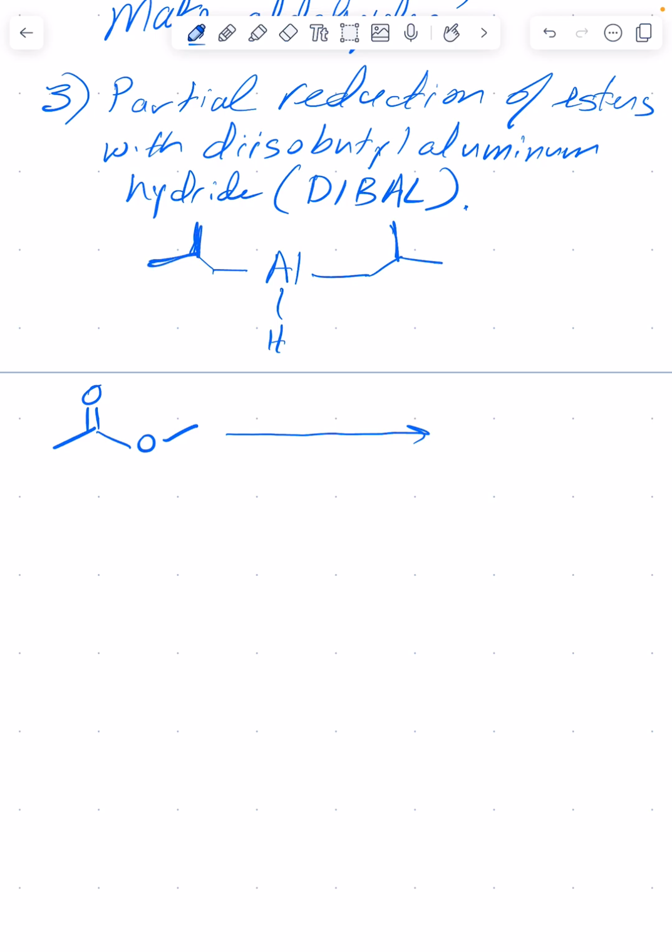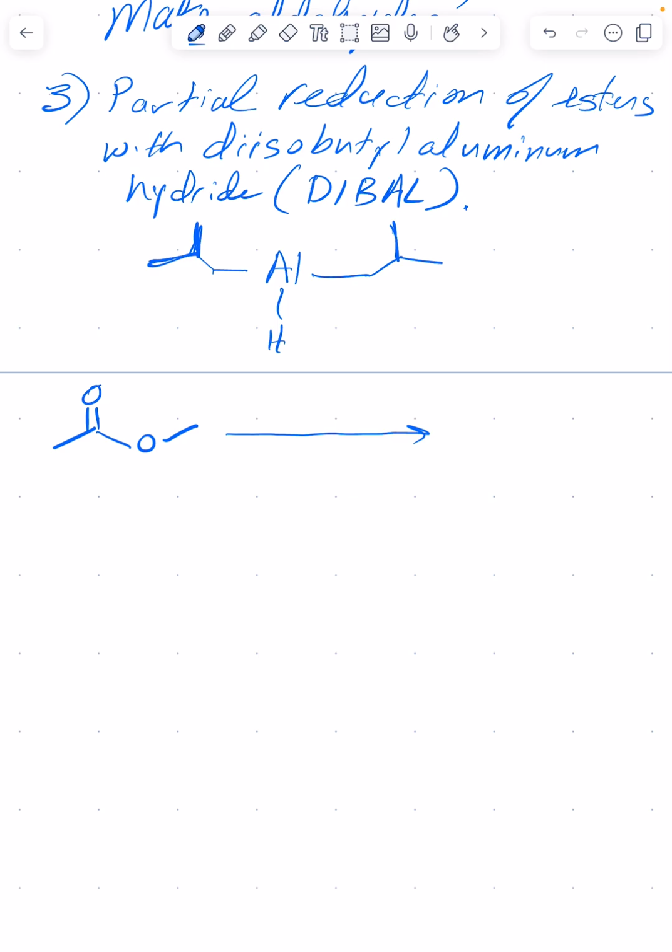Okay? And you'll notice that unlike lithium aluminum hydride, which has 4 ligands and the aluminum is negative, this is a neutral aluminum species, so it's coordinatively unsaturated. It has an empty orbital, and that's going to become important in just a second. So we'll talk about actually why the presence of that empty orbital allows us to stop at the aldehyde.